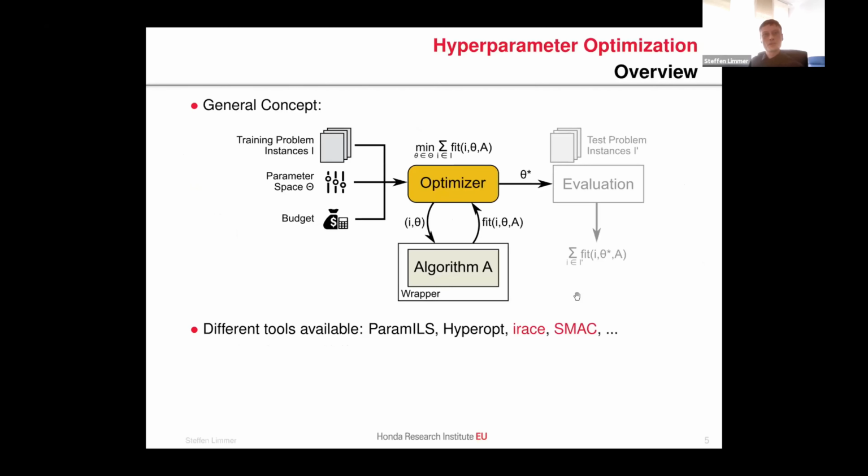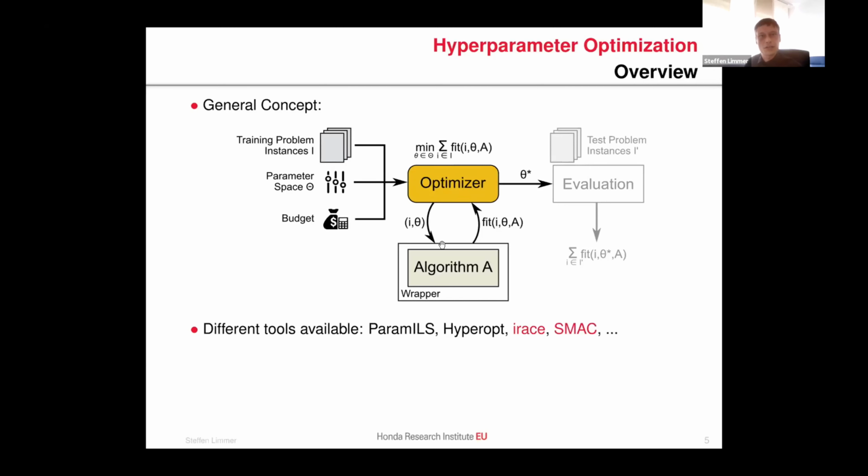Yeah, so first, hyperparameter optimization. Here you can see the general concept. In order to tune the parameters of an algorithm A with a certain hyperparameter tuning tool or optimizer, one has to provide a set of problem instances for the algorithm, the so-called training instances. Furthermore, a specification of the parameter space has to be provided and a budget, for example, a time limit. The parameter tuning tool then optimizes the parameters of the algorithm with respect to a certain fitness, or precisely with respect to the average fitness on the training set.